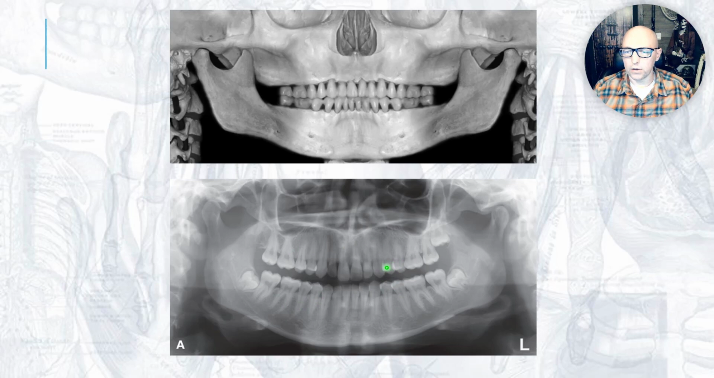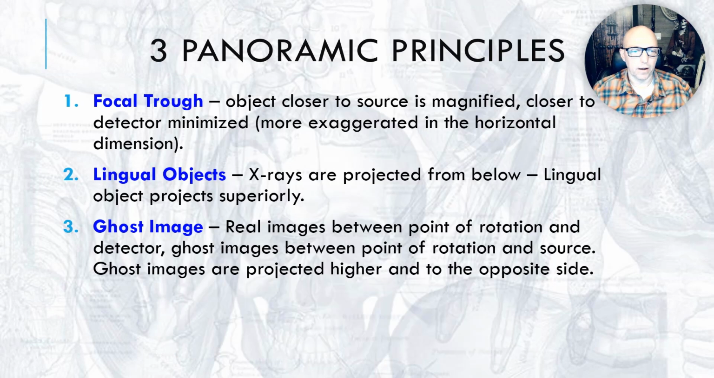It seems rare that you actually do get open contacts. You always tend to see some degree of overlap. But this image does a pretty good job of showing all the dentition. They're within focus, so they're within the focal trough. And we'll talk a little bit about that, how that works.